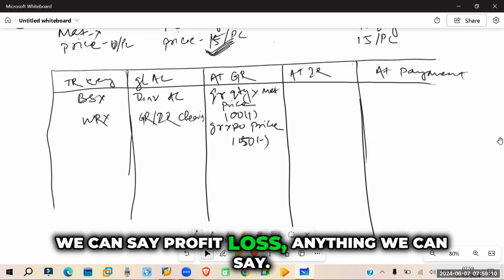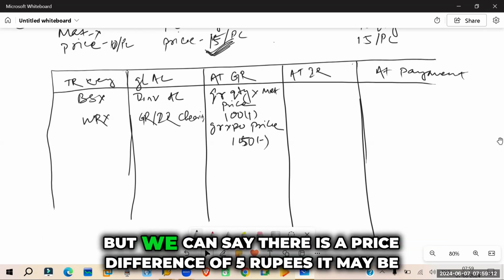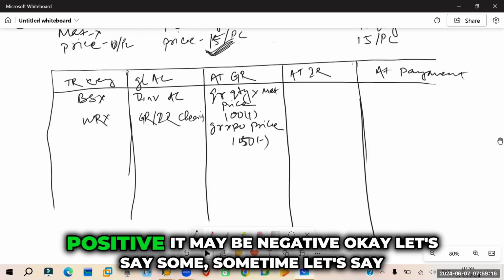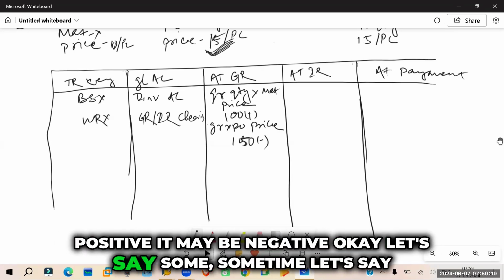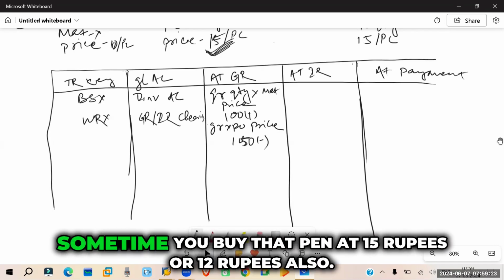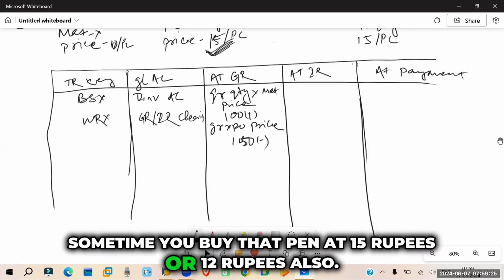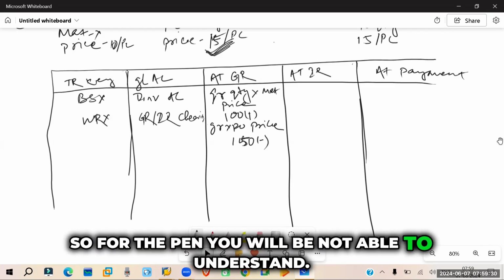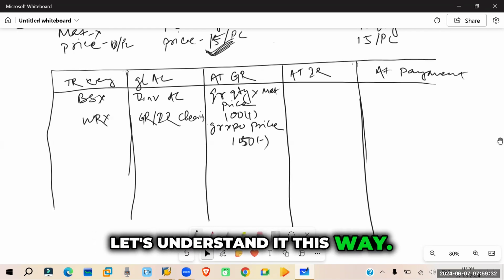We can say profit or loss, anything we can say, but there is a price difference of 5 rupees. It may be positive, it may be negative. Let's say sometimes you buy that pen at 8 rupees also. Sometimes you buy that pen at 15 rupees or 12 rupees also. Okay. Right. For the pen you may not be able to understand, so let's understand it another way.